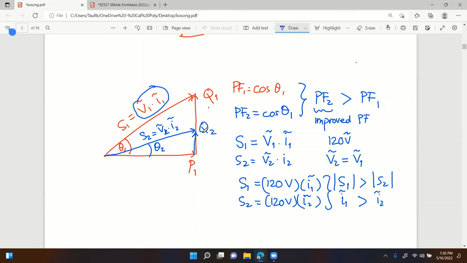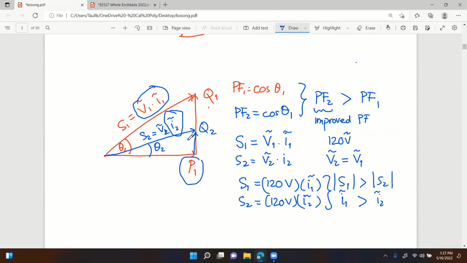Okay, so hopefully this proves to you one benefit of improving power factor. If I'm able to reduce Q for the same wattage, then the amount of current required from the wall plug, from the source, to power the same wattage is going to be less. I2 is going to be less than I1. So that's good overall, because your load requires less current from the source.